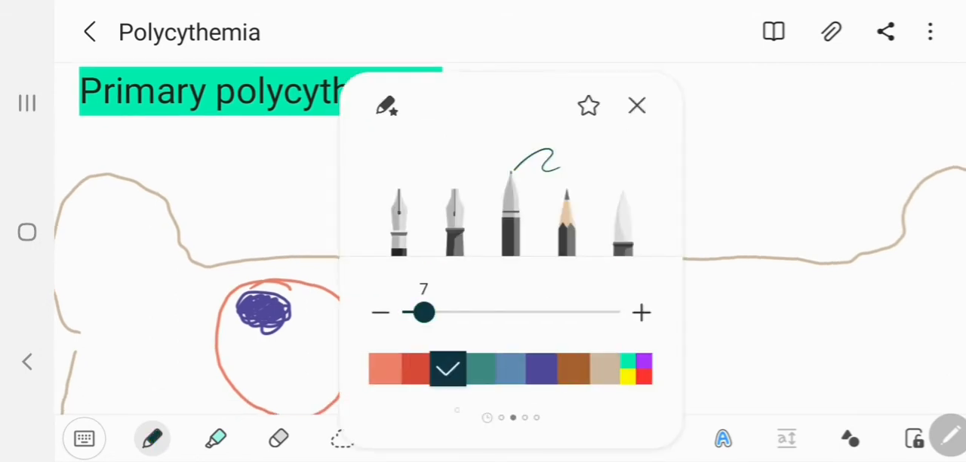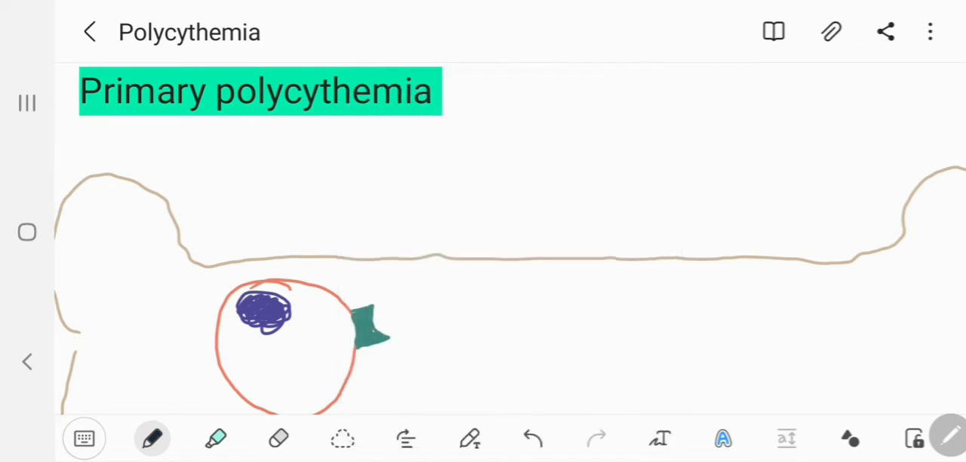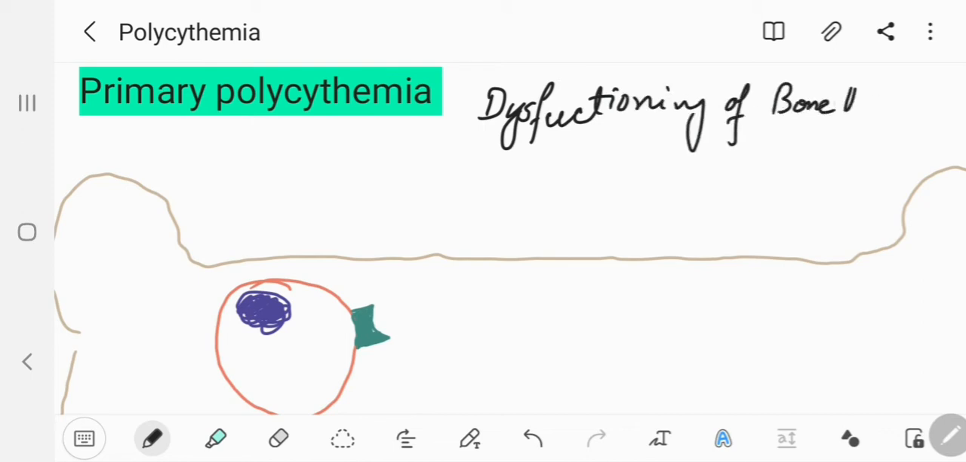In primary polycythemia, the prime cause of this polycythemia, or increased RBC production, is present in the bone marrow, which leads to a myeloproliferative disorder, that is, increased production of RBCs from the myeloid cells. Now, to understand the mechanism, how does this occur?